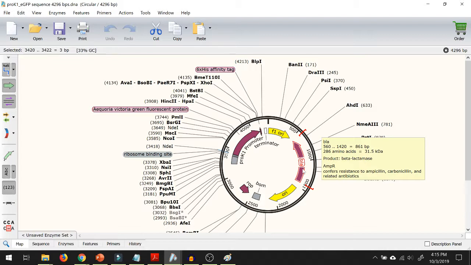The one thing that you will care about is the antibiotic resistance gene. The antibiotic resistance gene tells you how you select for your genetically engineered bacteria. So let's talk about this a bit.